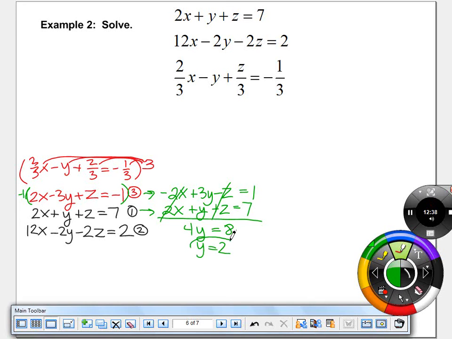This is not my final solution. I just like to put a circle around it so that after I'm done with all this crazy work, I can find my values of x, y, and z rather quickly. Okay, so it's just an organizational thing. It's not like a declaration of like, this is the solution, okay, because we're not done. All right, so we have found a y value of 2.